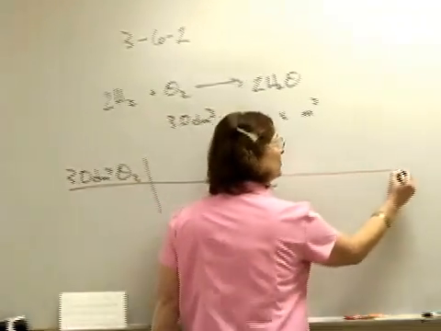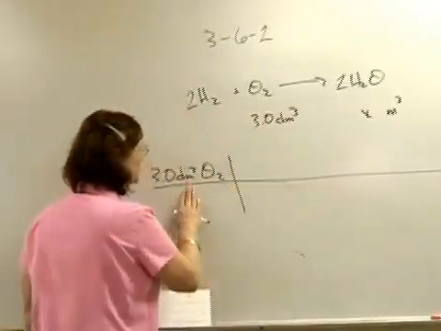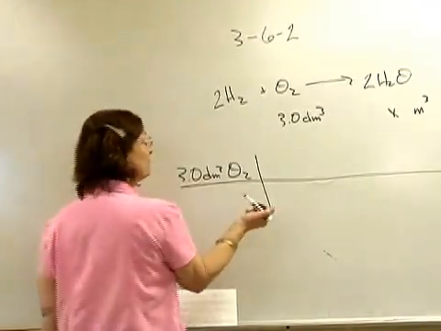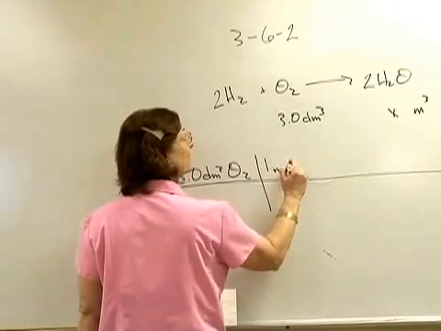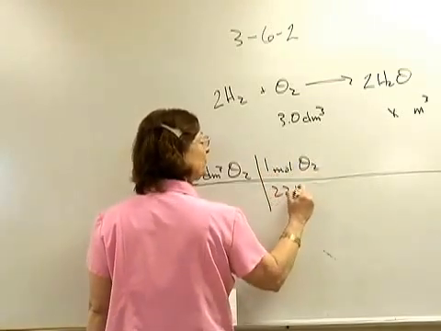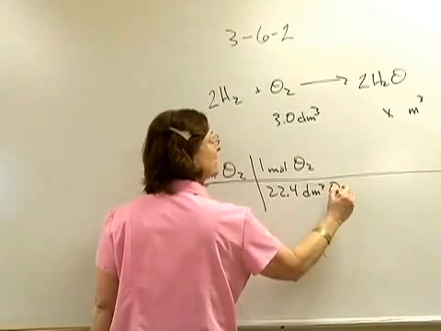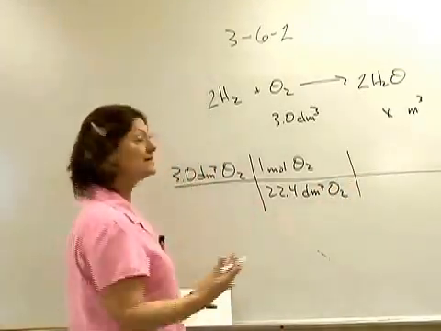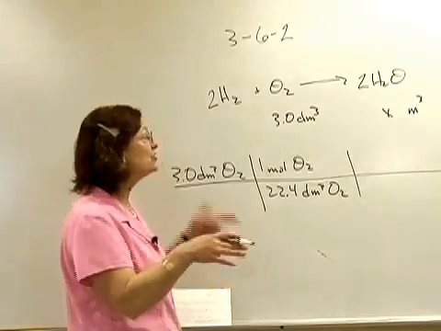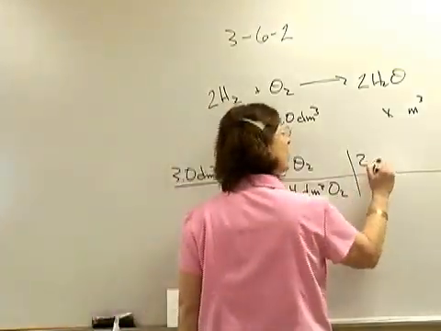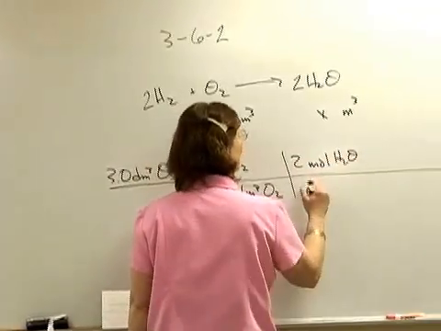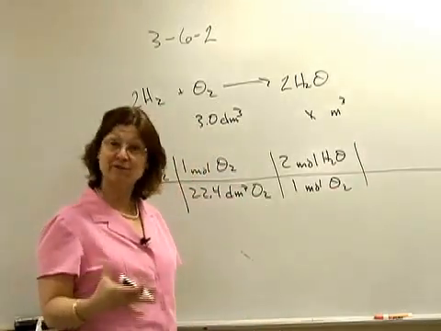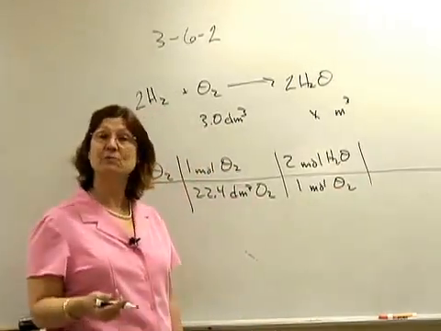Now, in order to convert my decimeters cubed, I need a cubic unit. And therefore, I know that 1 mole of any gas is 22.4 decimeters cubed of that gas under standard conditions. Then, just as I did before, I'm going to use the mole ratio to change compounds. I'm going to water, so there are 2 moles of water for every 1 mole of oxygen. Then to get back to volume, again, I'm going to use my standard molar volume.